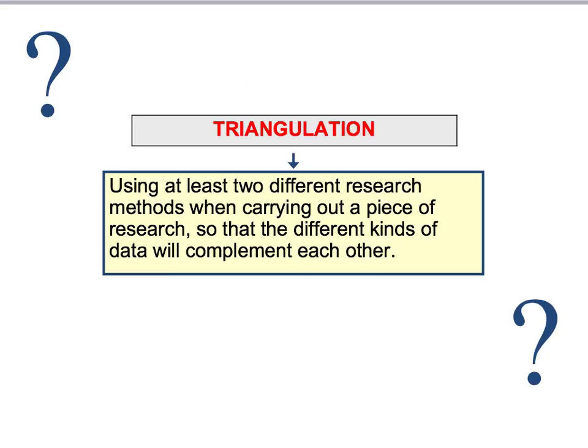And therefore, because research methods have their own strengths and weaknesses, if we've got the time, a common practice in sociological research is to use at least 2 different research methods when carrying out a piece of research, so that the different kinds of data will complement each other. And this practice of using at least two different research methods to study the same thing is technically known as triangulation.